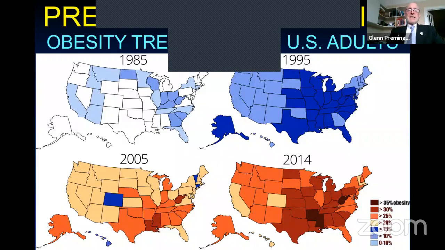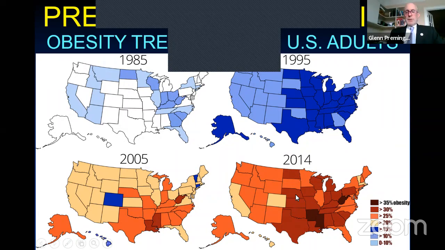Now, as I said at the outset, one of the epidemics that we have in the United States besides COVID at this time is obesity. And obesity is a worldwide epidemic. And these are just data up to 2014.